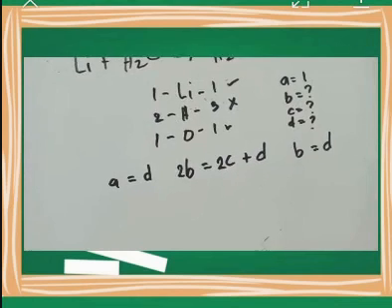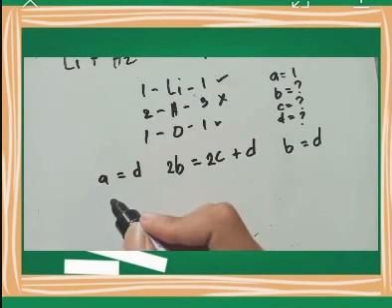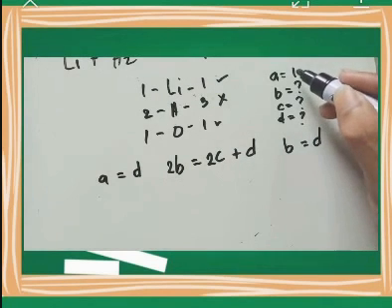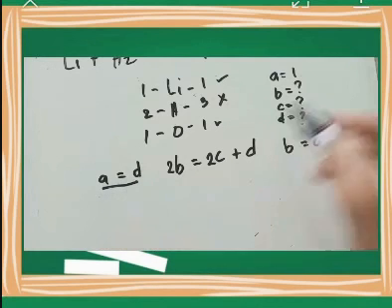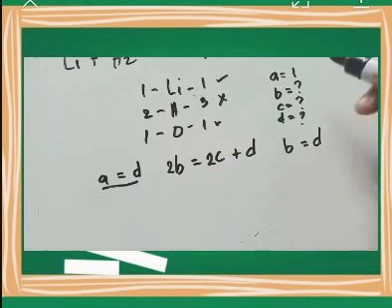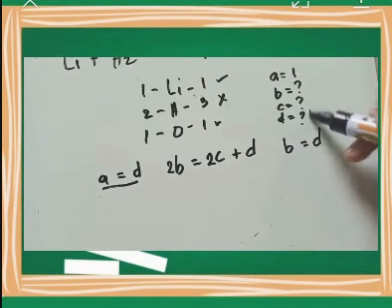So in computing these unknowns, we have to consider that A is equal to 1. So this equation is equal to 1. Therefore, A is equal to D. So A is equal to D. Therefore, D is also 1.